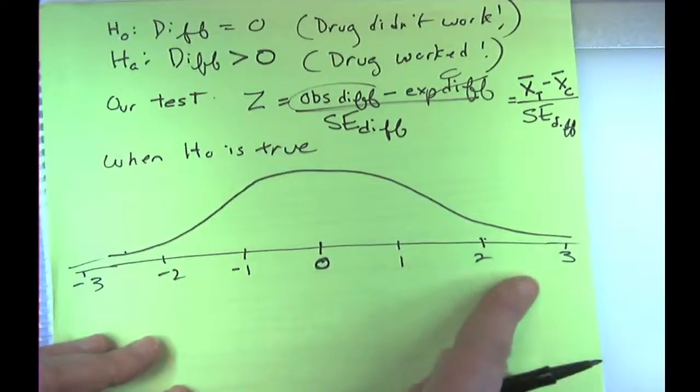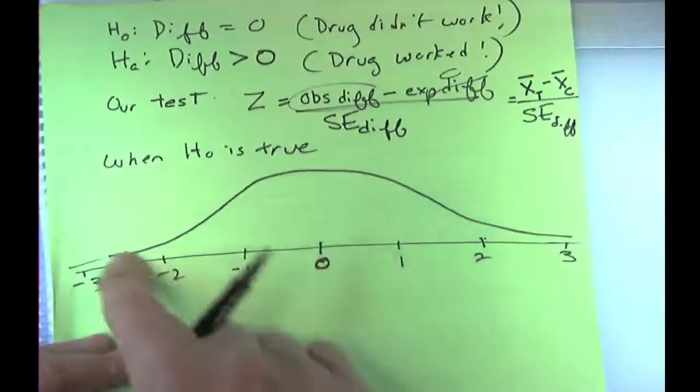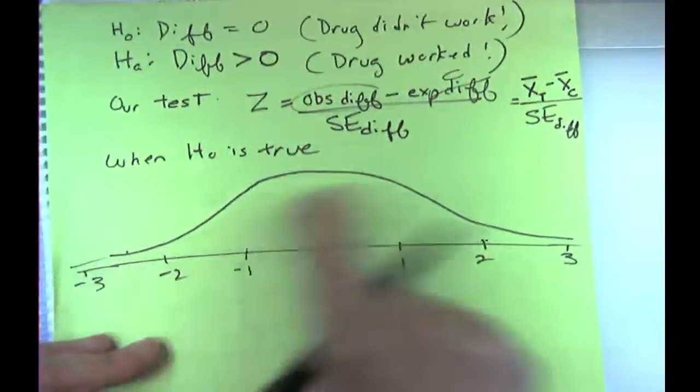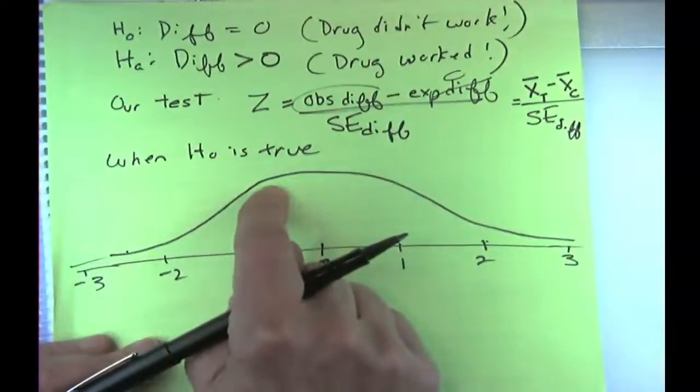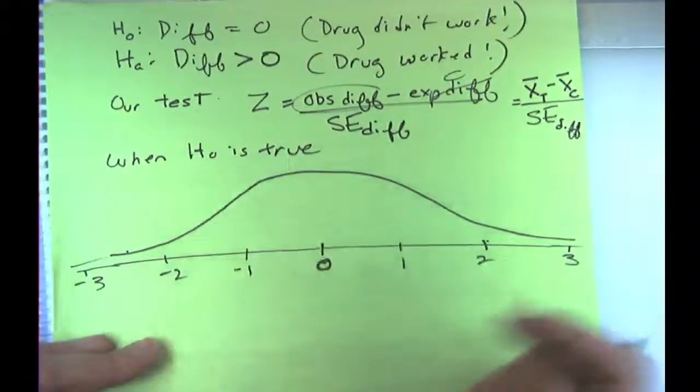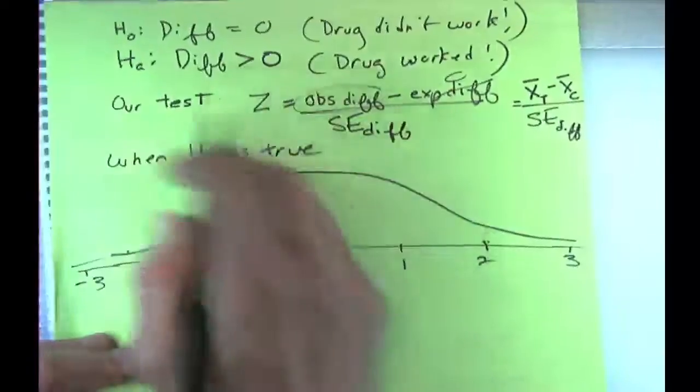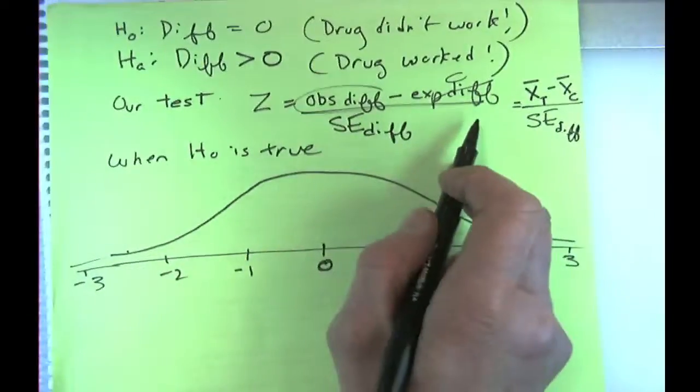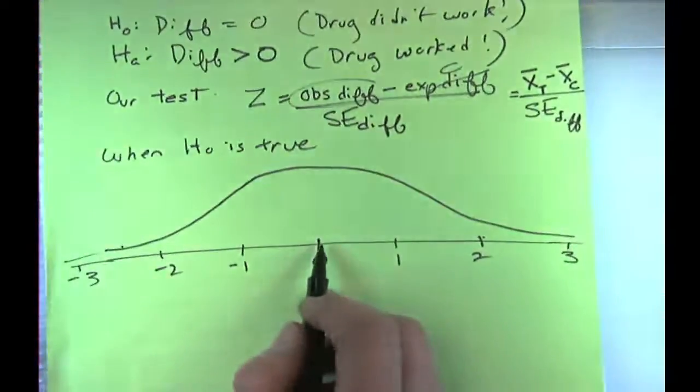And that would be overwhelming evidence. It would be so unlikely, but it's still possible. All these probabilities is what I'm saying. This whole curve represents when nothing's going on, when the drug didn't work. All right? So now let's say we did all this, and we get some difference, and we translate it into a z-score.